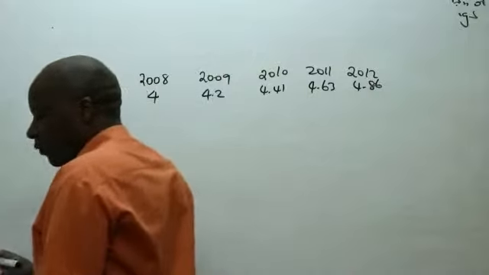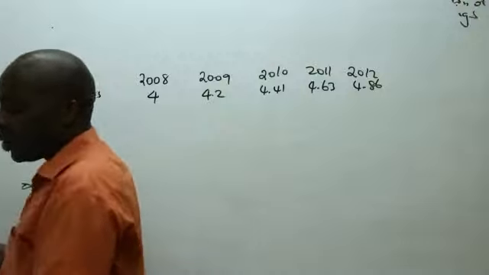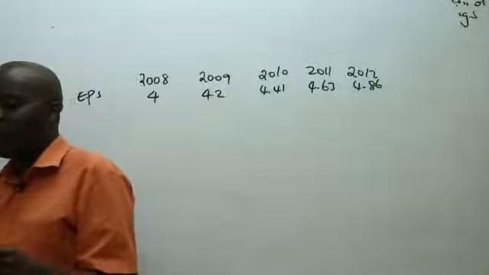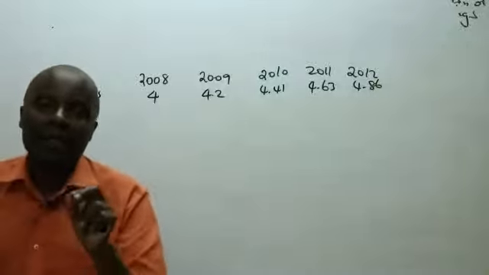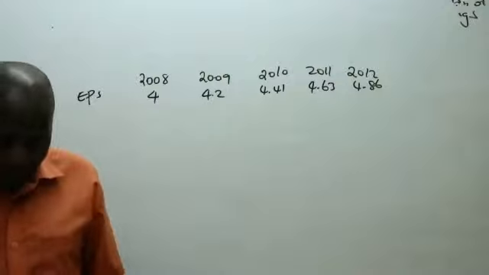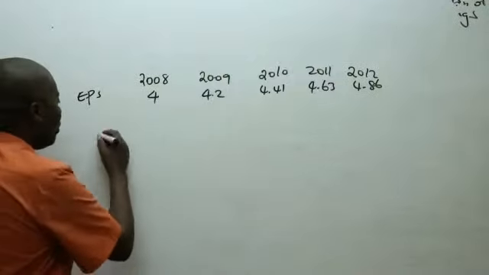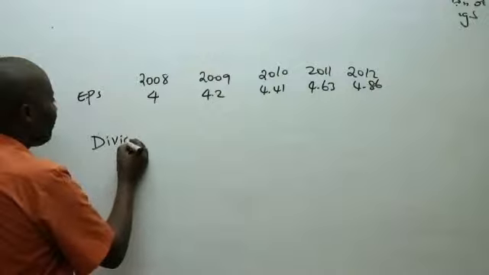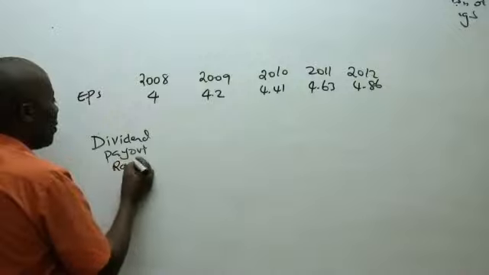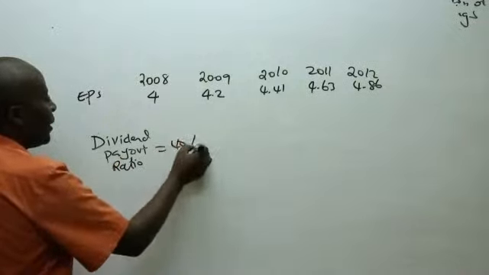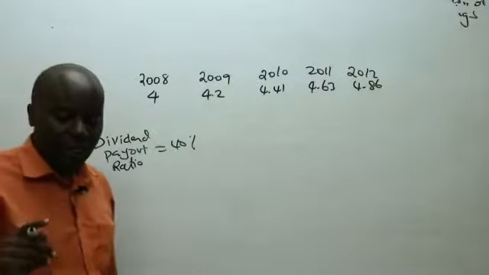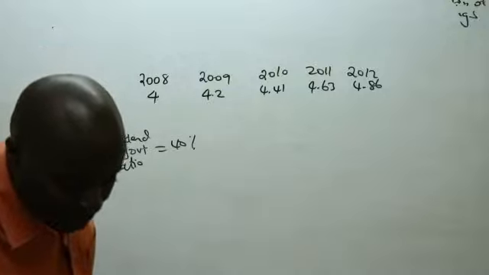Then they have told us the company maintained a constant dividend payout ratio of 40%. So we have a dividend payout ratio of 40%. Now, ladies and gentlemen, who can give us the formula for getting the dividend payout ratio? Kindly remind us.